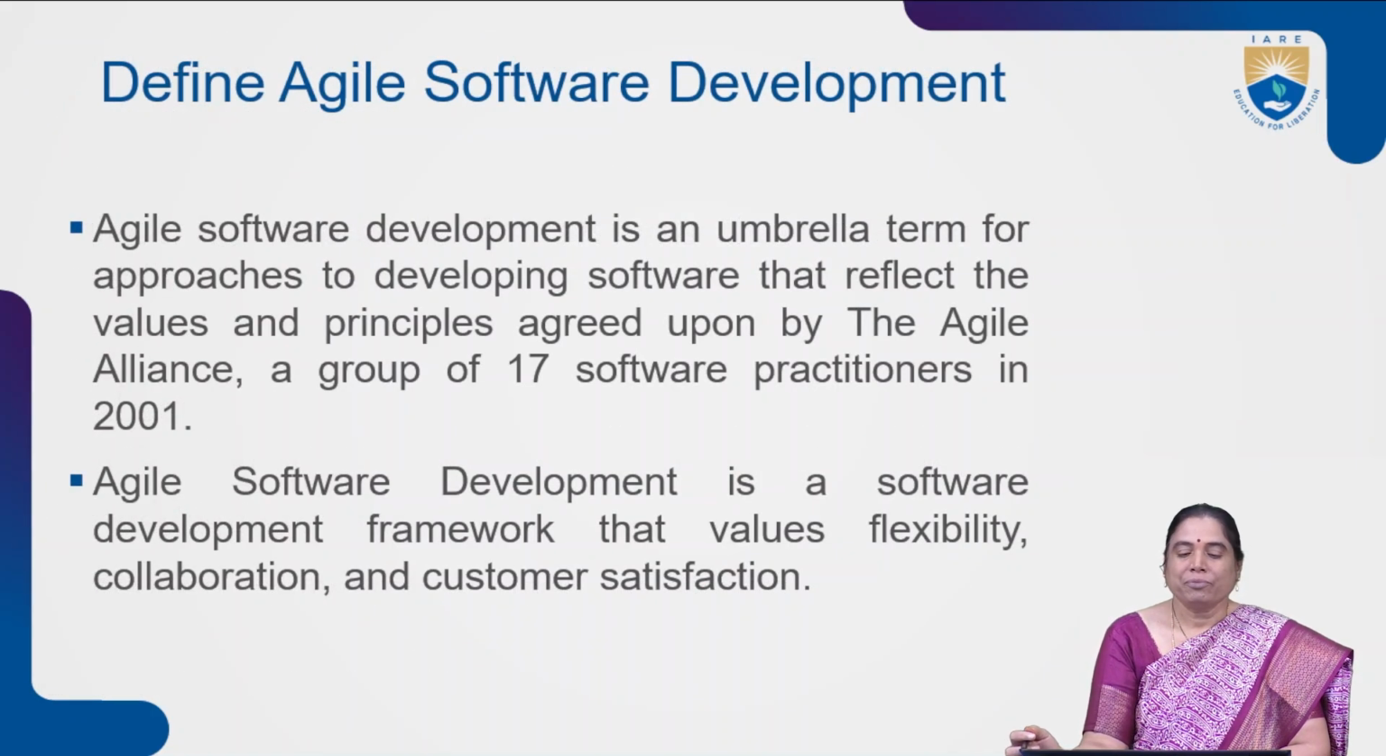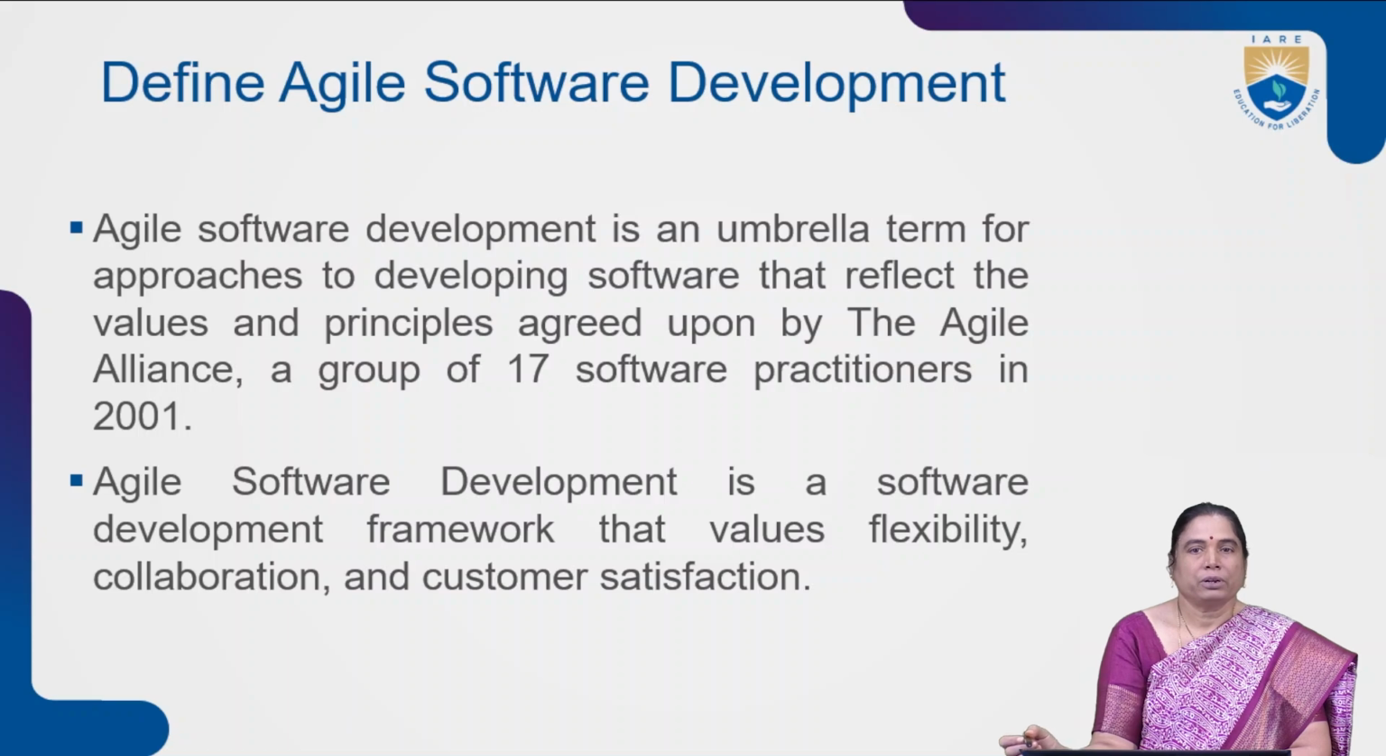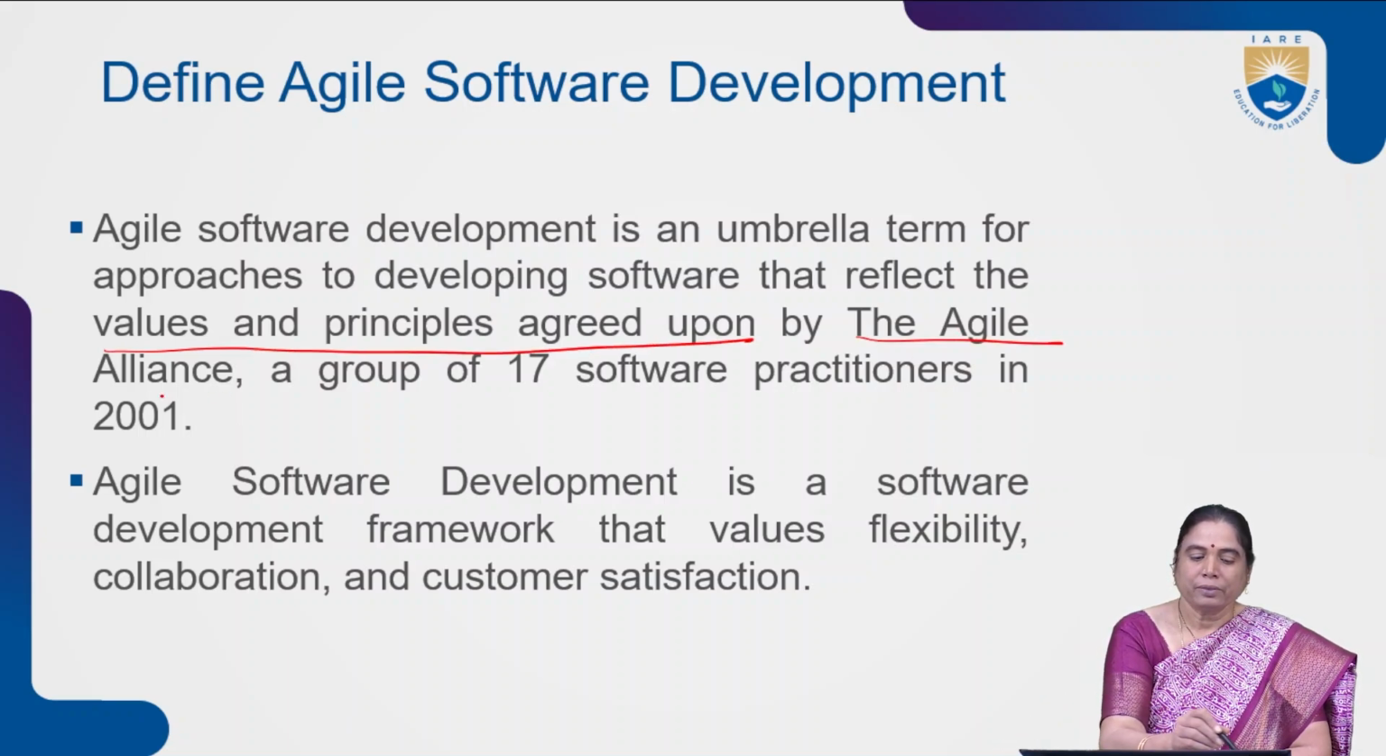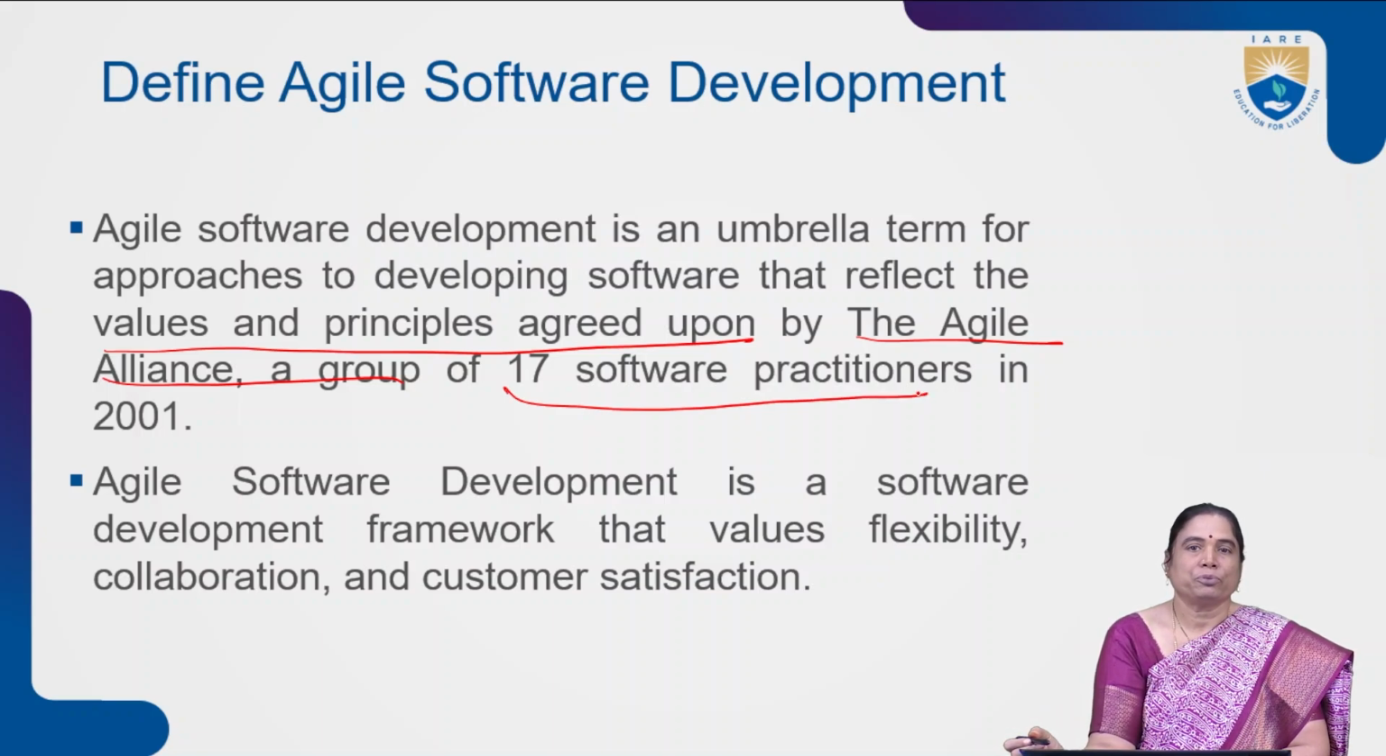The next term is define Agile software development. Agile software development is an umbrella term for the approaches to developing software that reflect values and principles agreed by the Agile Alliance, a group of 17 software practitioners, in 2001. Agile software development is a software framework that values flexibility, collaboration, and customer satisfaction.